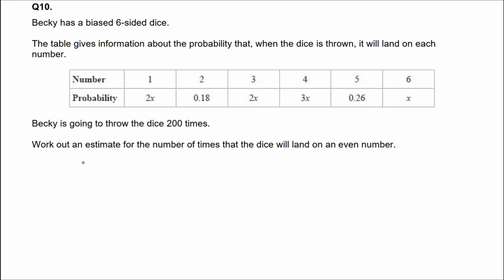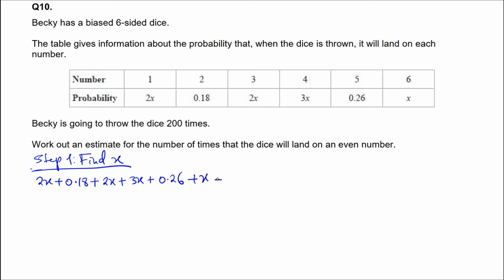So step 1, we're going to use that idea to find x. Now we know that all these probabilities sum to 1, so 2x plus 0.18 plus 2x plus 3x plus 0.26 plus x is equal to 1.